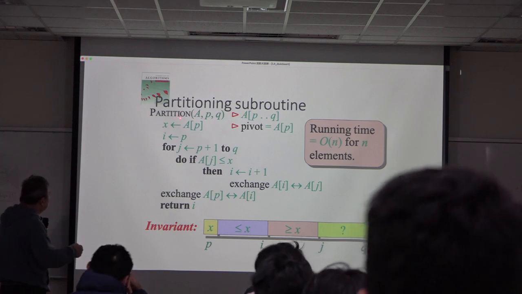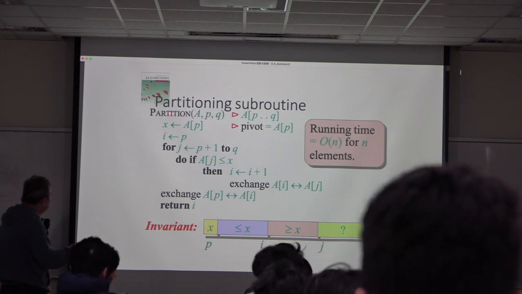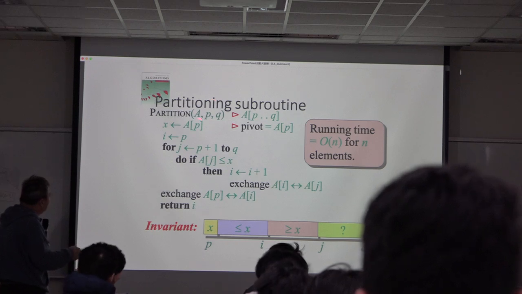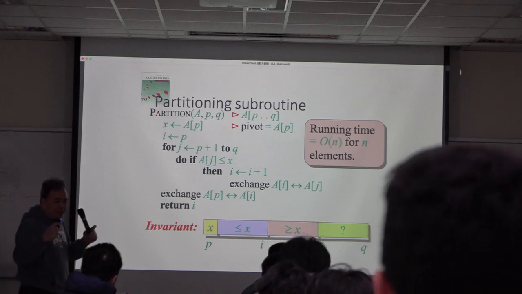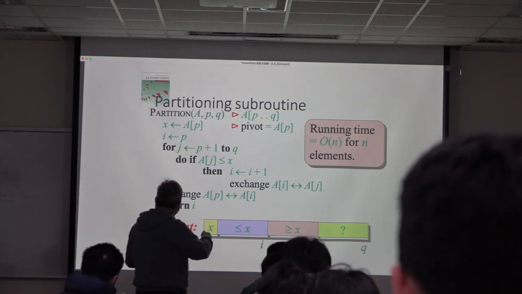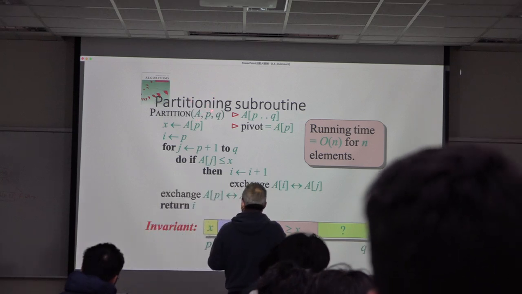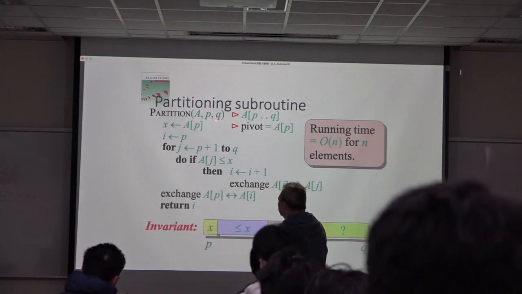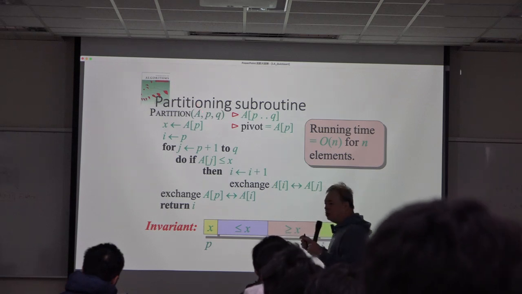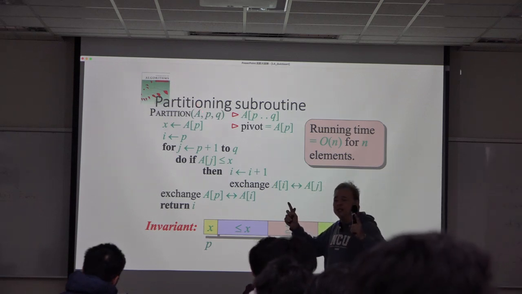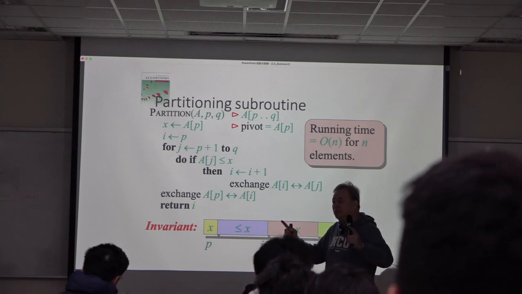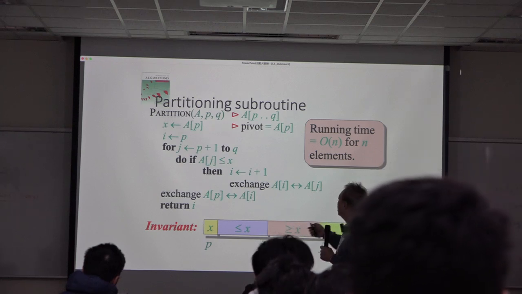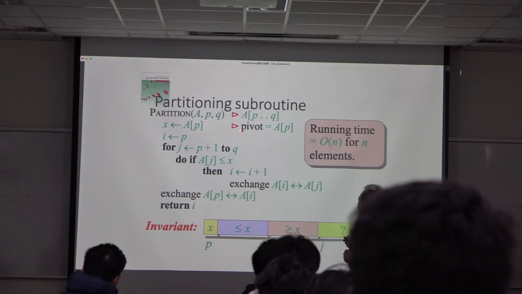Okay, because this partition is going to be called many times, we are going to be able to partition a subarray. That's why, for this array A, we are using P and Q. P, Q just stands for the range of this subarray.